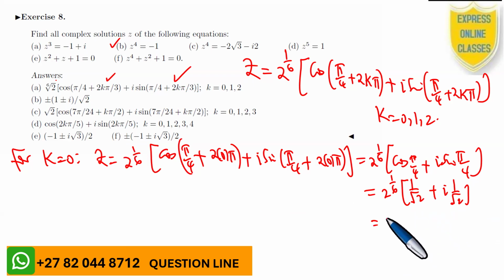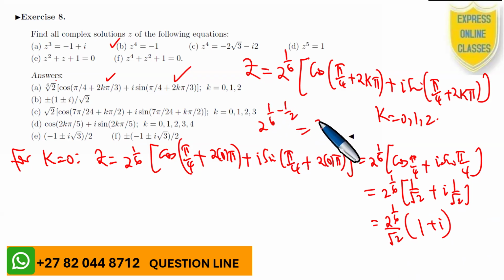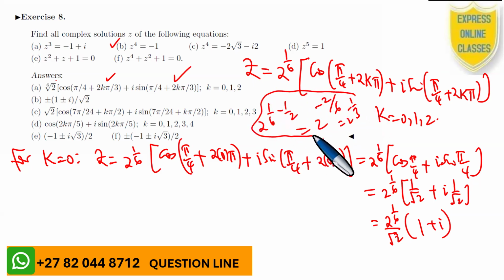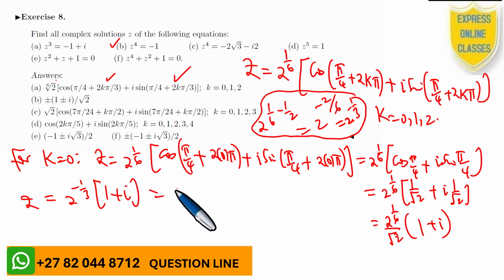You can write your answer like this, but you can also write it as 2 to the power 1 over 6 divided by the square root of 2, times 1 plus i. So what would 2 to the power 1 over 6 minus 1 over 2 be? Because this is like 2 to the power 1 over 2. It's going to be minus 2 over 6, which is minus 1 over 3. So z is 2 to the power minus 1 over 3, times 1 plus i.